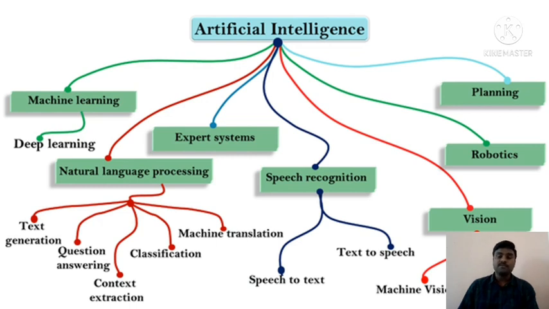Similarly, we make a machine to see images, process them and analyze them, to extract meaningful information from them. This work is done under the branch vision of AI.